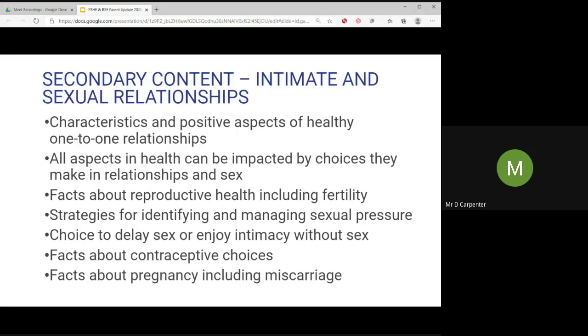As I've said, this is more looking at the year 10, year 11 program of study, where we go into intimate and sexual relationships. So characteristics and positive aspects of a healthy one-to-one relationship. All aspects of health can be impacted by choices. Facts about reproductive health, including fertility. Strategies to identify sexual pressure. The choice to delay sex and enjoy intimacy without sex. Facts about contraception. And facts about pregnancy.